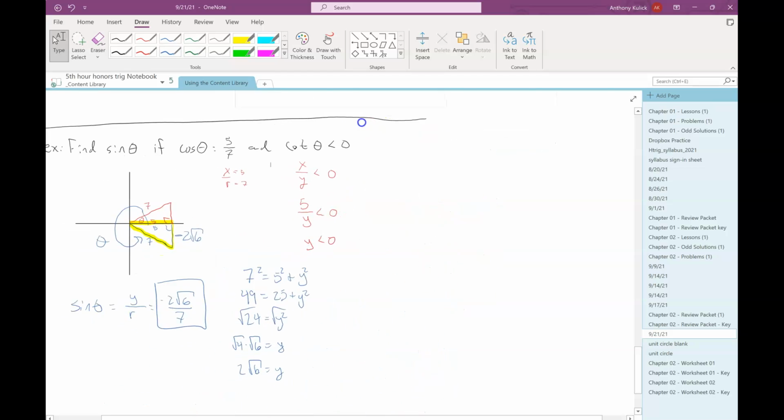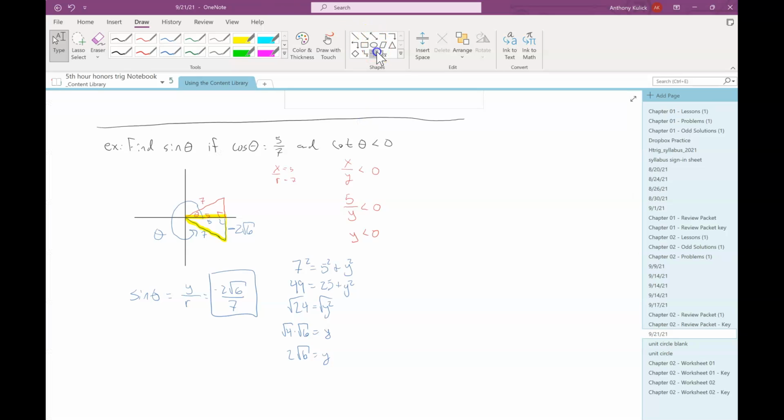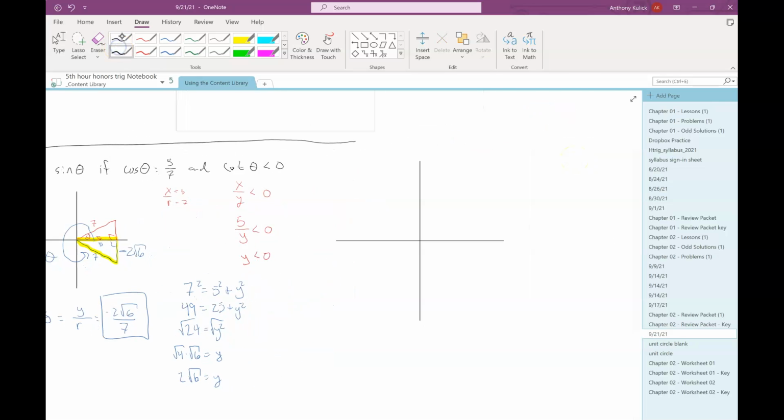Now, what's worth doing here is to talk a little bit about where these sine, cosines, and tangents are positive or negative based on their quadrants. So in the first quadrant, x is positive and y is positive. Second quadrant, x is negative, y is positive. The third quadrant, both x and y are negative. And in the fourth quadrant, x is positive, but y is negative.